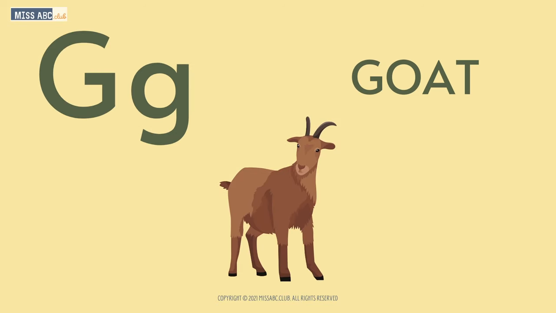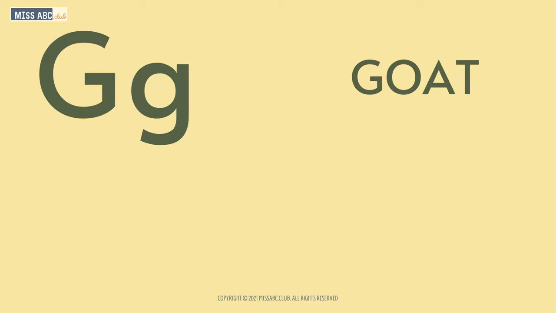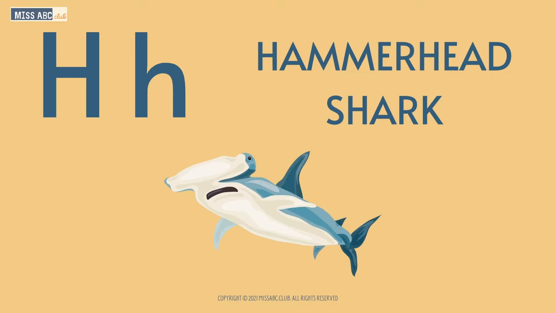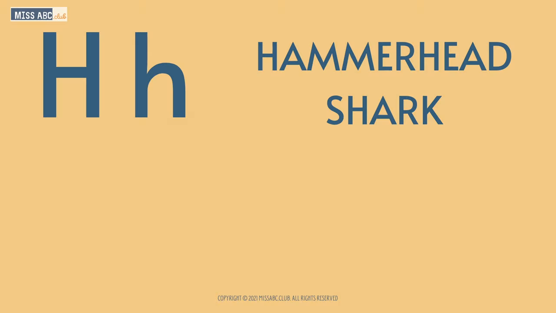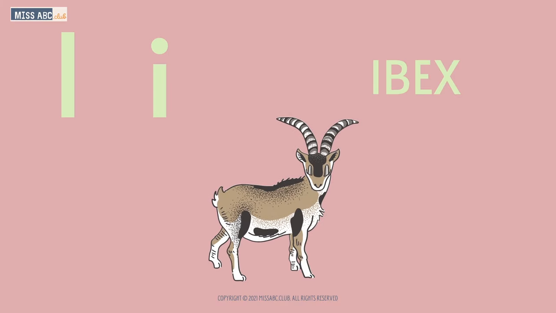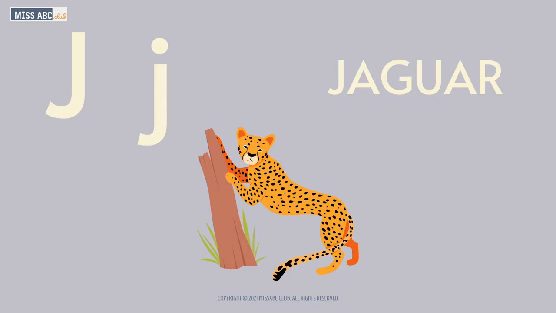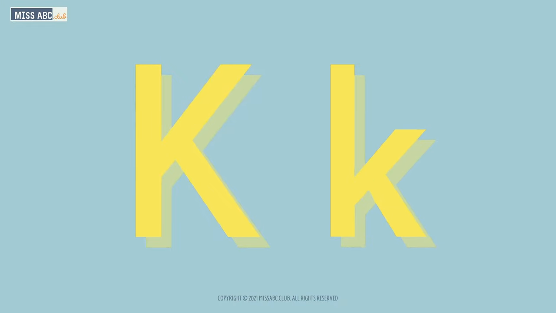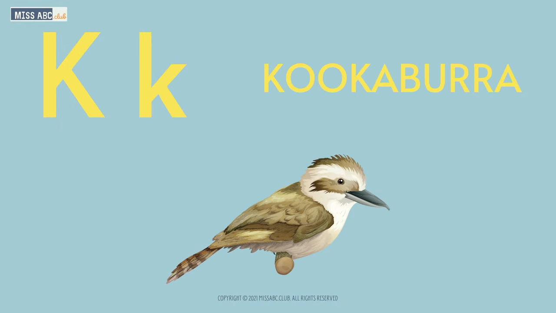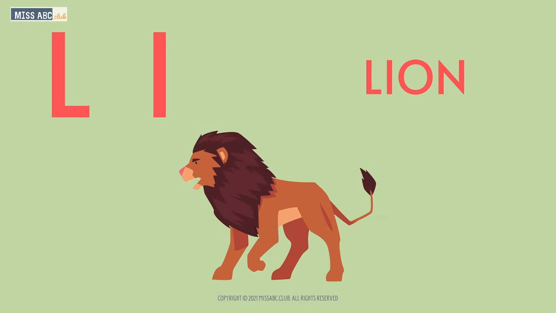G is for goat. H. H is for hammerhead shark. I. I is for ibex. J. J is for jaguar. K. K is for kookaburra. L. L is for lion.